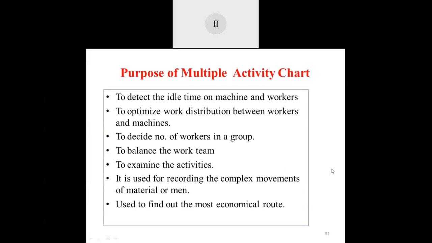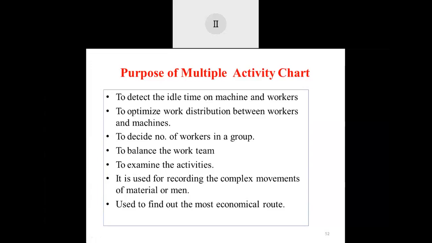So the purpose again: to detect the idle time on machines and workers, to optimize work distribution between machines and workers, then to decide the number of workers in a group. If suppose a group of people are working on a machine, how many workers are needed, we can decide using the multiple activity chart. Then we can have a good balance in a team.